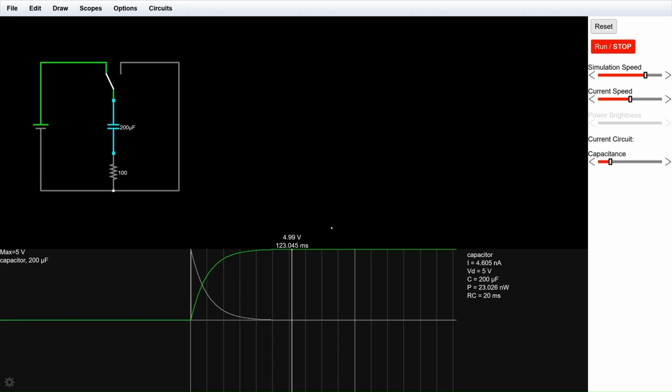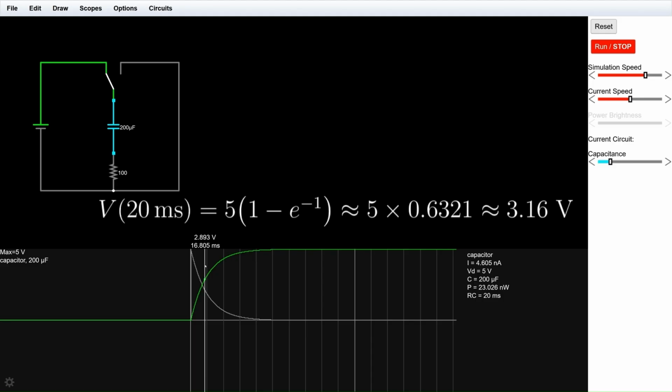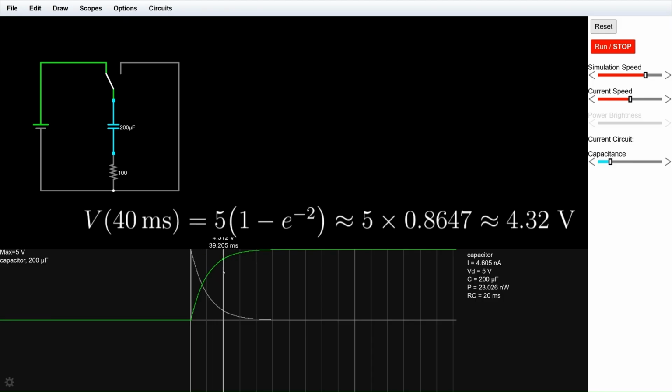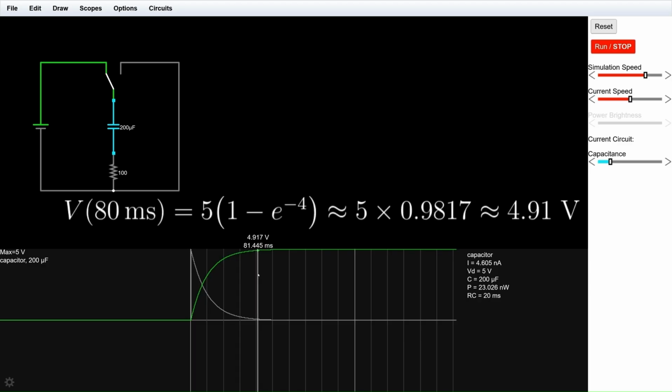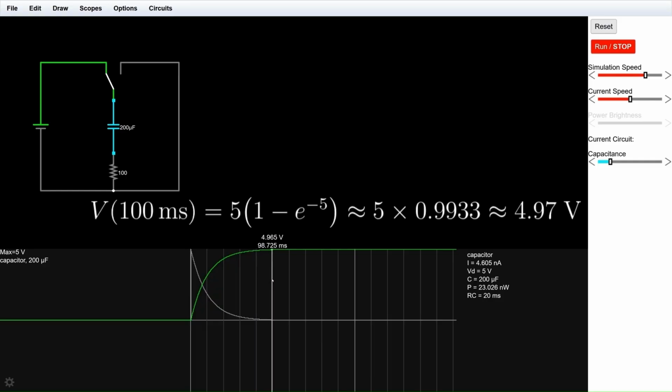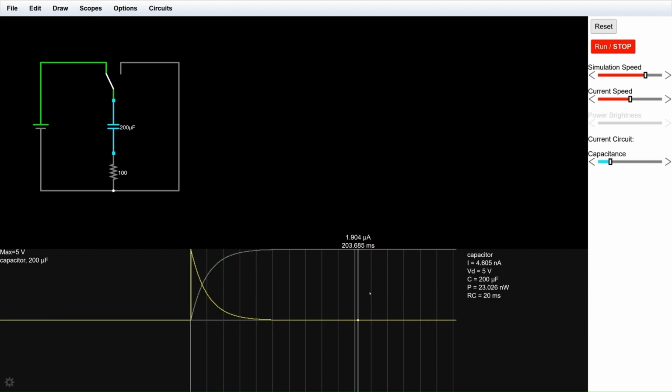Voltage over time. Time 20 milliseconds, voltage 3.16 volts. Time 40 milliseconds, voltage 4.32 volts. Time 60 milliseconds, voltage 4.75 volts. Time 80 milliseconds, voltage 4.91 volts. Time 100 milliseconds, voltage 4.97 volts. By 100 milliseconds, the capacitor is nearly fully charged.